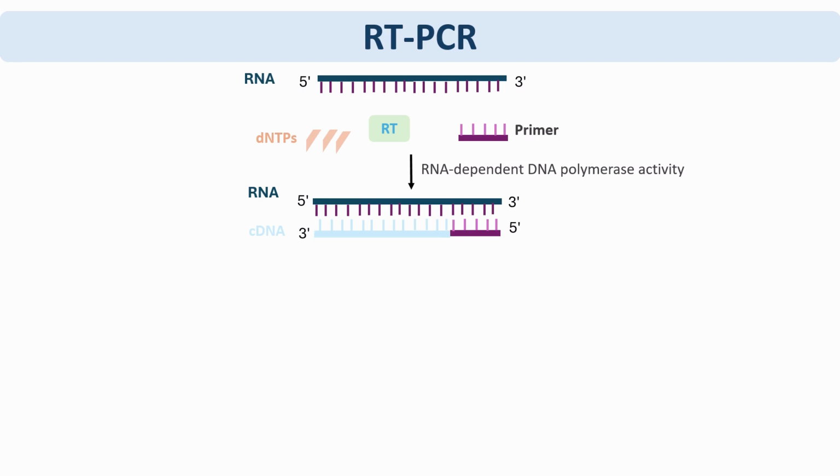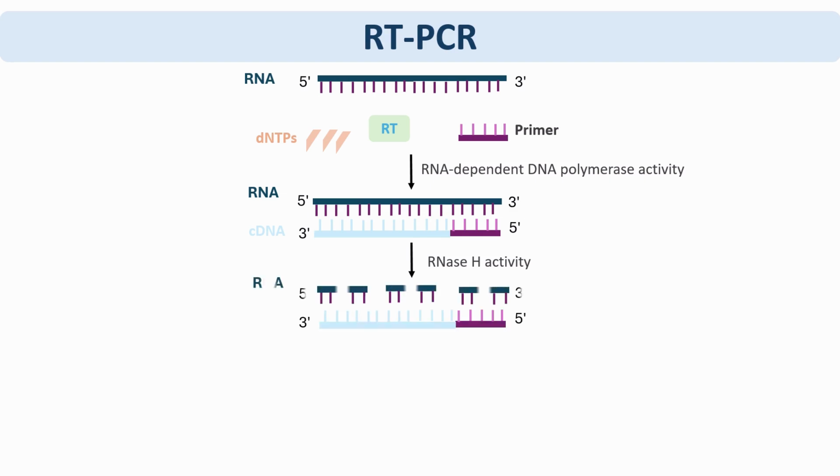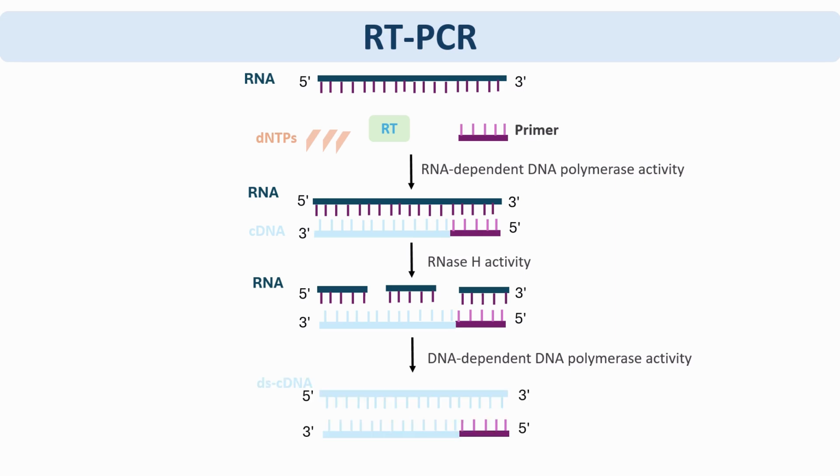Additionally, we have seen that the reverse transcriptase also have an RNase H function. Now this degrades the RNA portion of the hybrid, hence resulting in the single-stranded cDNA. This single-stranded DNA molecule is then completed by DNA-dependent DNA polymerase activity of the reverse transcriptase. And as a result, there is a double-stranded cDNA molecule.